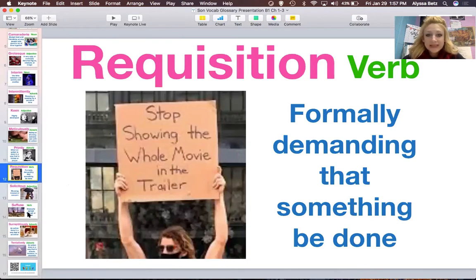Next up is requisition. This is a verb, an action word. If you requisition something, that means you are formally demanding that it be done. It is an action word, requisition. Formally demanding that something be done. So for Writer's Workshop, those of you who have already been in it, and we did our critical citizenship letters, you found something wrong in the community and you proposed solutions, and you were writing to requisition, formally demand that an issue be resolved or be fixed. So that would be another example of how I could use requisition.